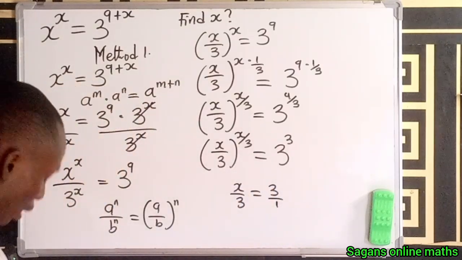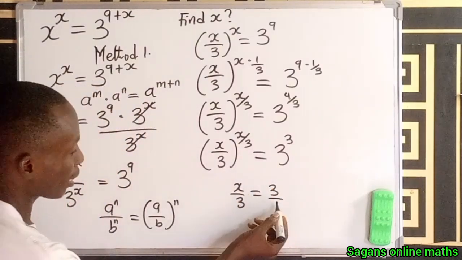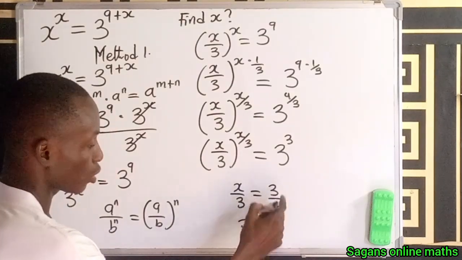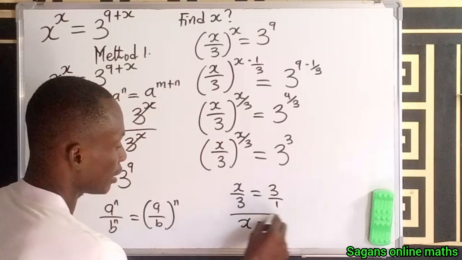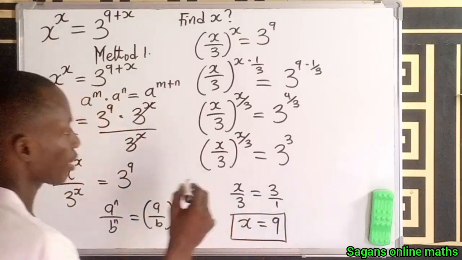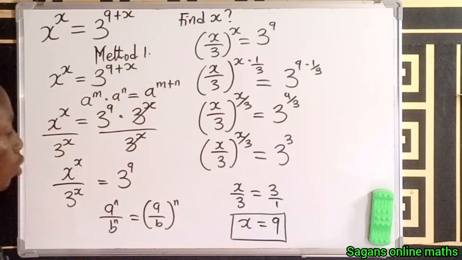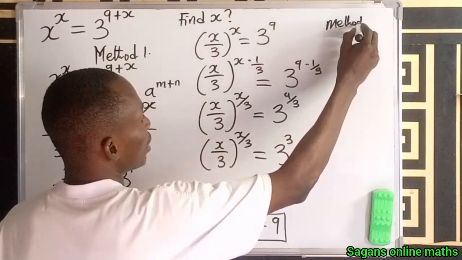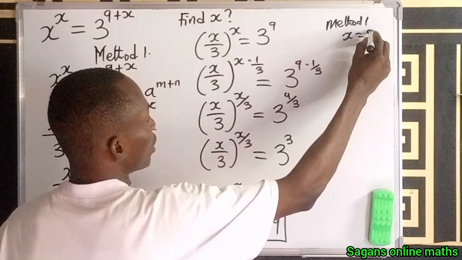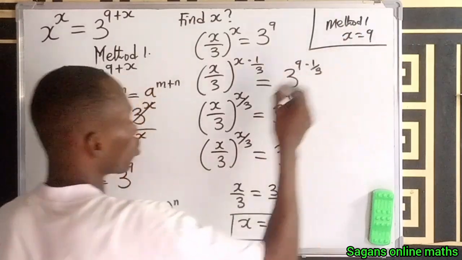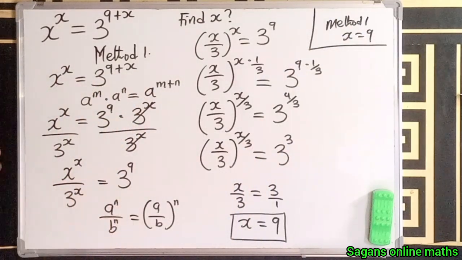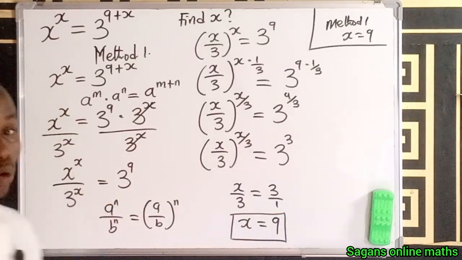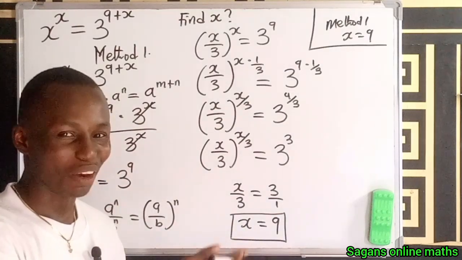Now we all agree that the denominator of this 3 here is 1. Now for us to have the value of x, we have to cross multiply. 1 times x will give us x equals 3 times 3, which is 9. So the value of x is 9. This is the value of x that satisfies this equation. We know that in method 1, x is equal to 9. Now if we use method 2 and we do not arrive at our answer as 9, that means we are wrong. This is the value of x that satisfies this equation.